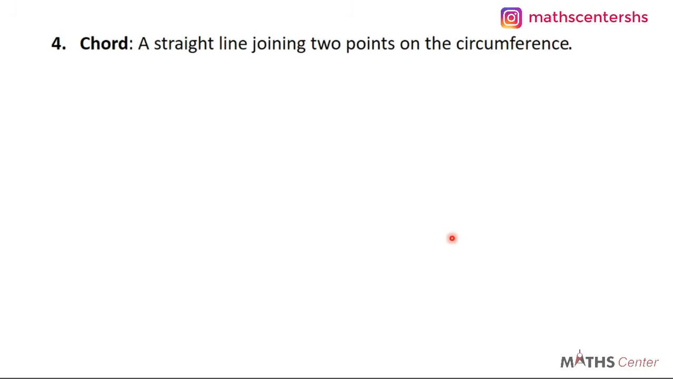Let's move on to the next part of the circle we want to consider, which is the chord. A chord is a straight line joining 2 points on the circumference. So let's say that we have this circle here, and we have these 2 points, point P and point Q. If you draw a straight line joining point P to point Q, the straight line is referred to as a chord. So a straight line joining 2 points on the circumference is referred to as a chord.